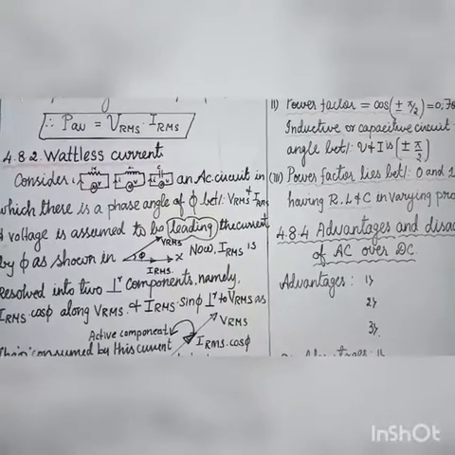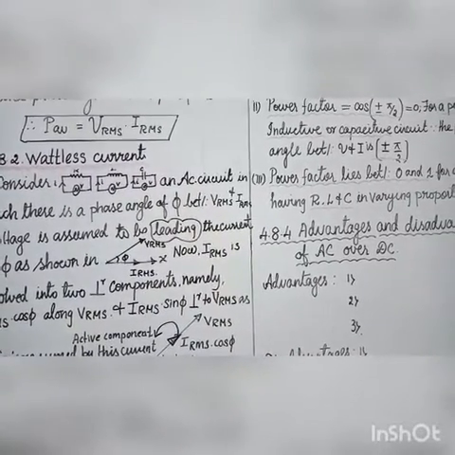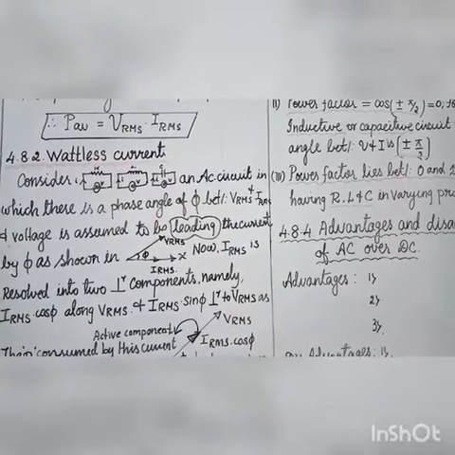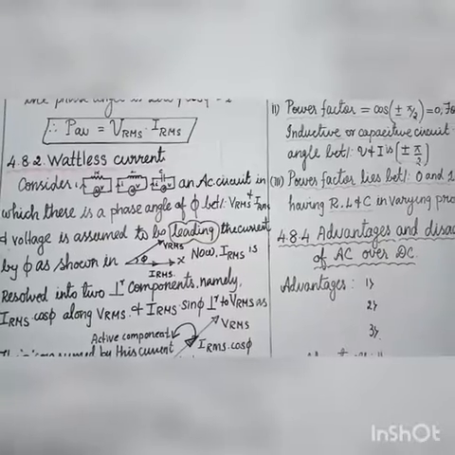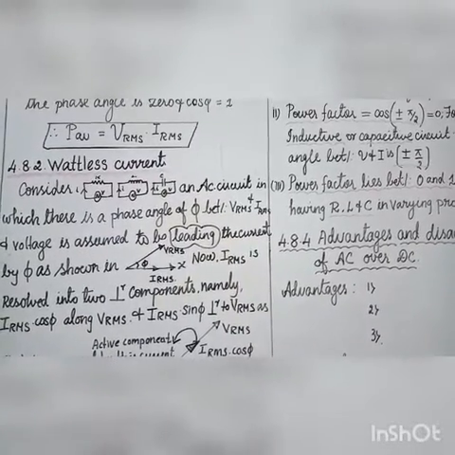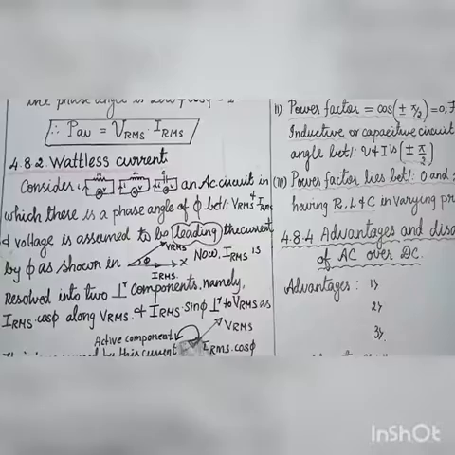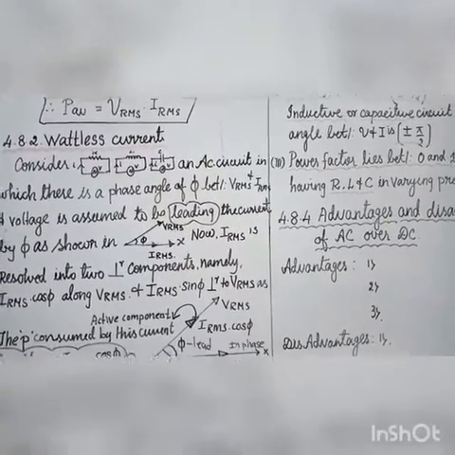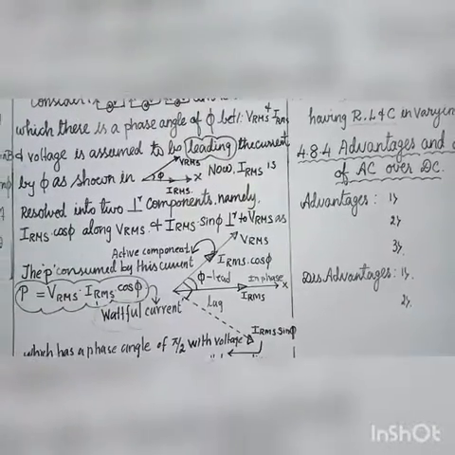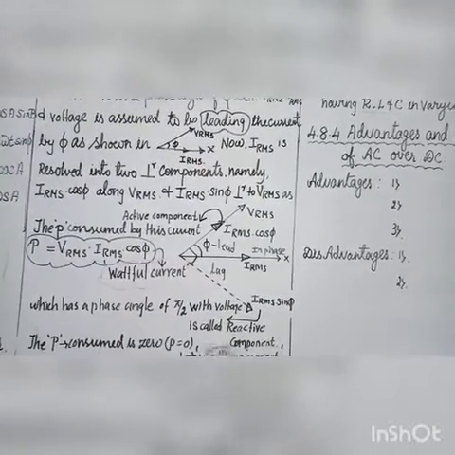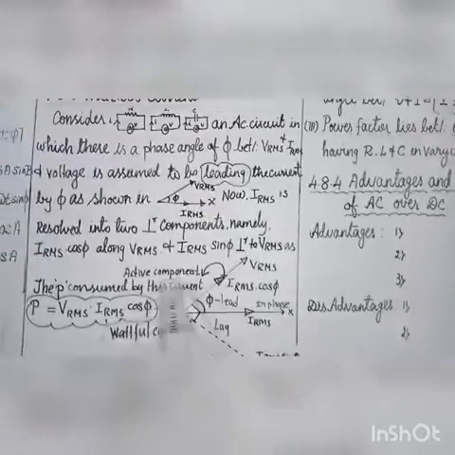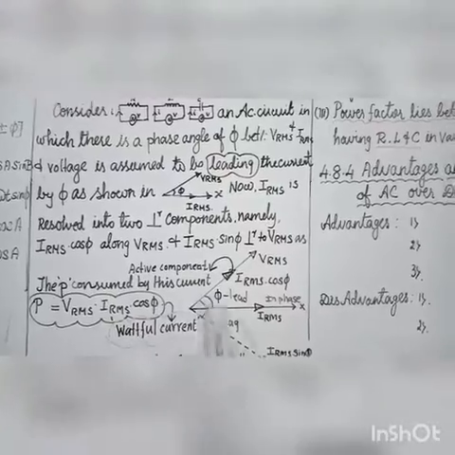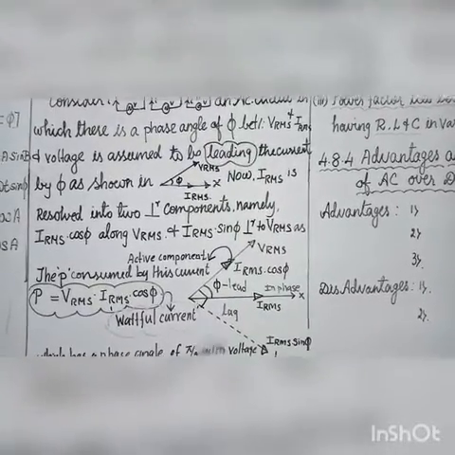Another component, Irms sin phi, which has a phase angle of pi by 2 with the voltage, is called the reactive component. Irms sin phi is the reactive component. Irms cos phi is the active component. Here the power consumed is equal to 0. So that is also known as wattless current. Reactive component means wattless current. Active component means wattful current.